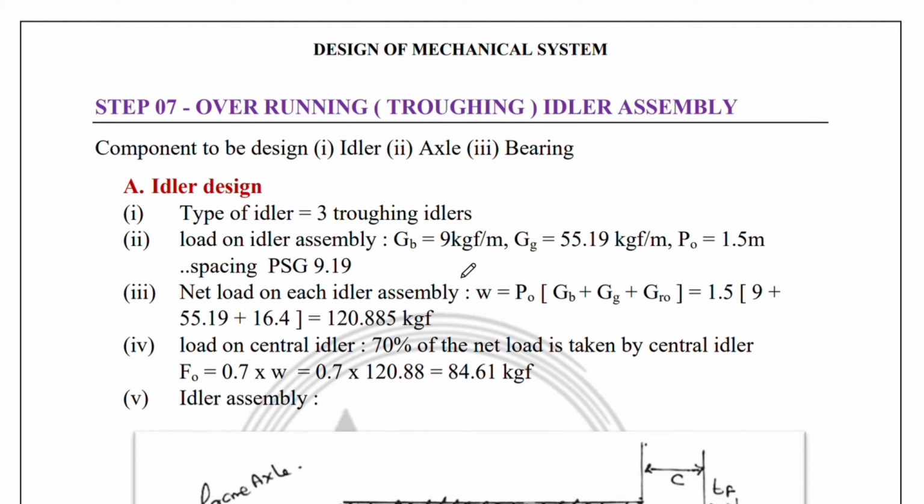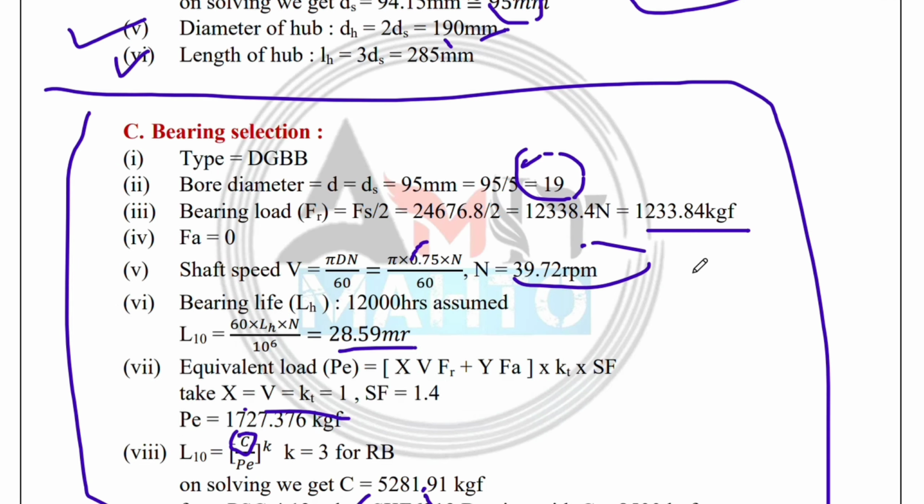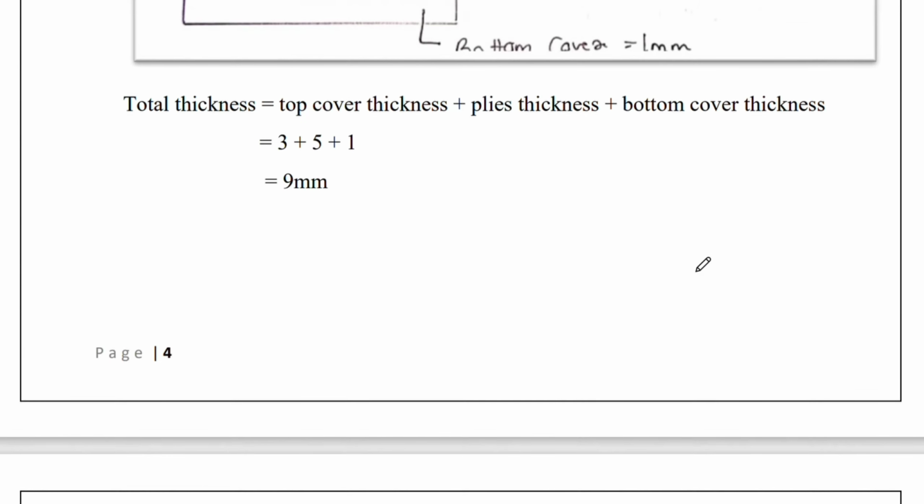Okay, so next we will find the load on the idler assembly. GB 9 kgf per meter, GG 55.19 kgf per meter, PO indicates the spacing, we only changed the notation. PO will be 1.5 meter. All these values you have already got in step number 2. Now we will go to step number 2. I will show you.